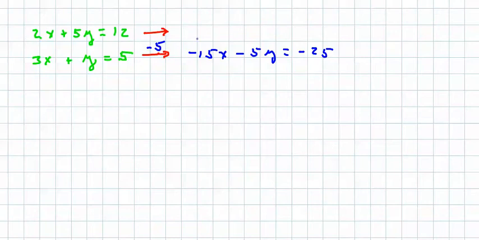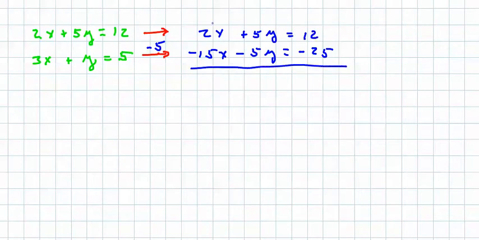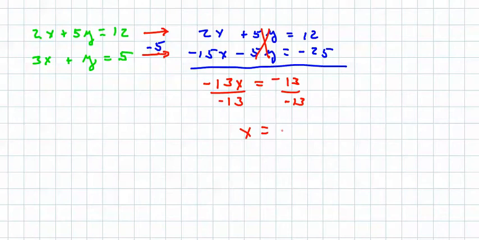And the top equation stays the same. 2x plus 5y equals 12. My y's eliminate. Right here, the y's eliminate. And I end up with negative 13x equals negative 13. Divide by negative 13, divide by negative 13. And x is equal to 1.